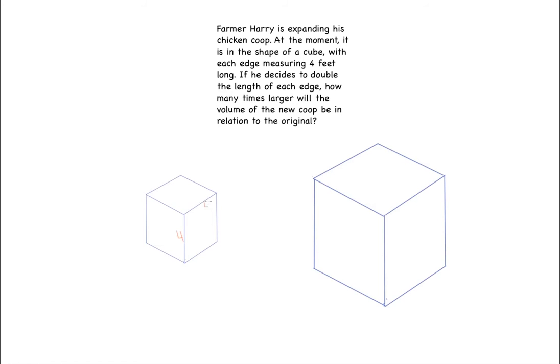So, the small cube here, we have a hint. It tells us each edge measures 4 feet long. And since we know this is a cube, each edge is exactly the same. So we could even insert here 4 feet, 4 feet, 4 feet. Okay, so that's the height, the width, and the depth. It's a luxurious coop for my chickens. That's what I like. Well, it's going to be more luxurious in just a second here.